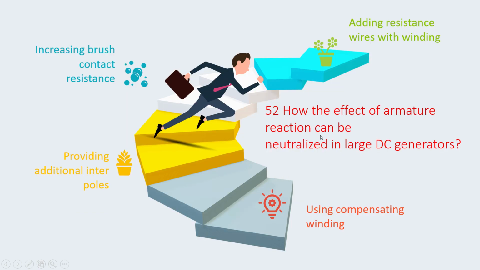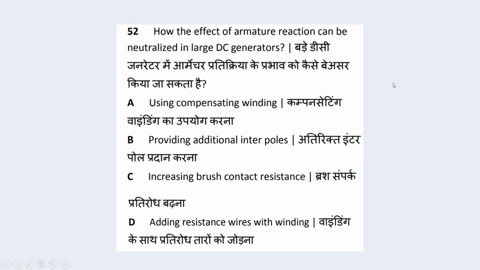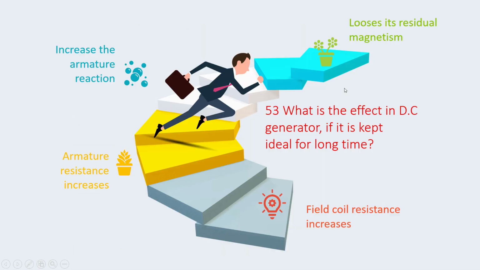How can the effect of armature reaction be neutralized in a large DC generator? Using compensating winding, providing additional interpoles, increasing brush contact resistance, adding resistance wire with winding. The answer is using compensating winding.